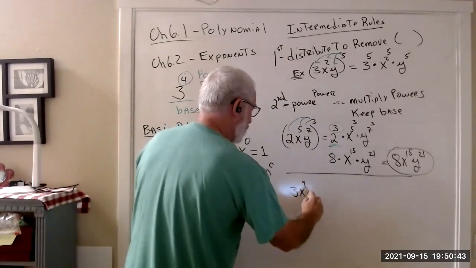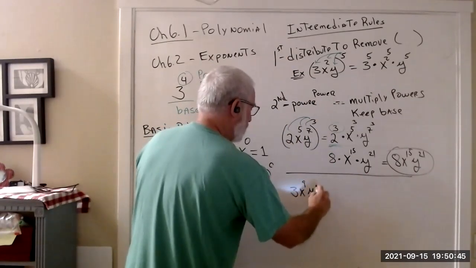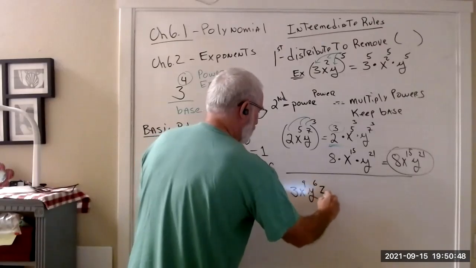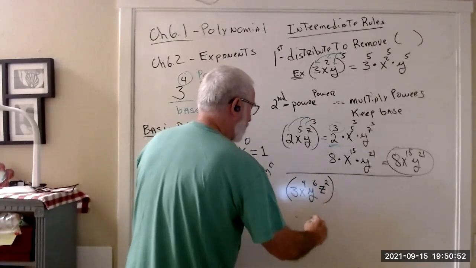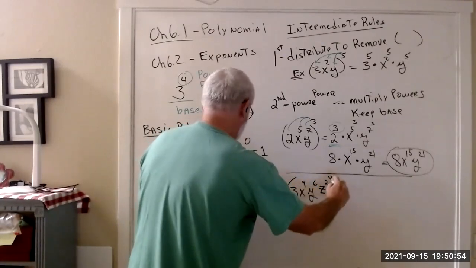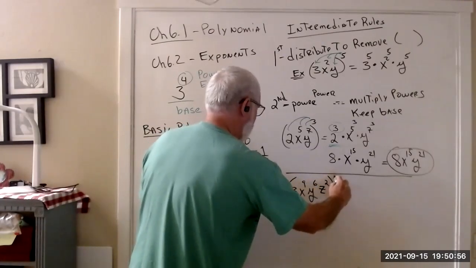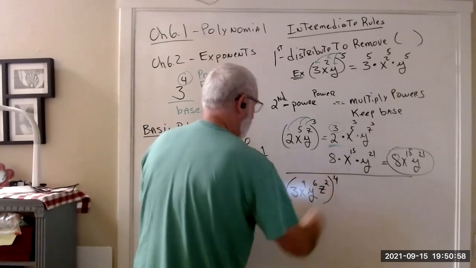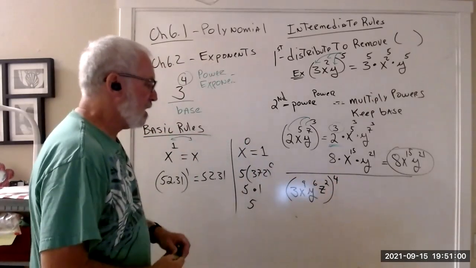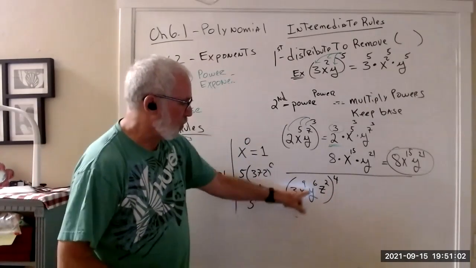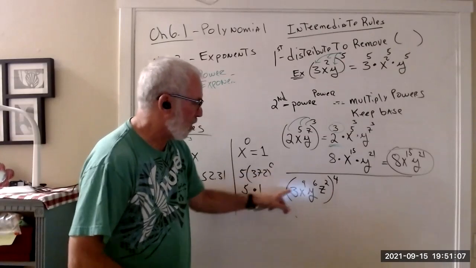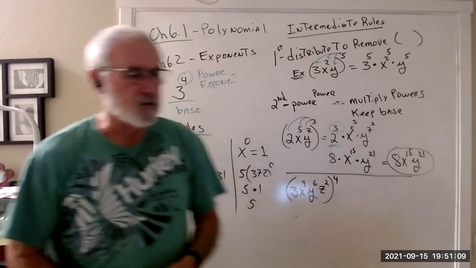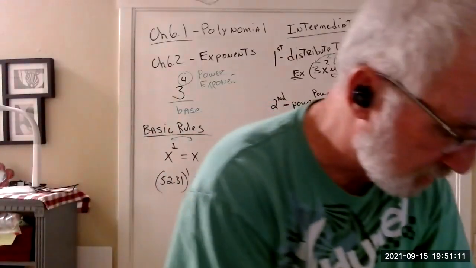3x to the 9, y to the 6, z to the second, whole quantity raised to the 4th power. See if you can do that. I'll pause it for just a second.